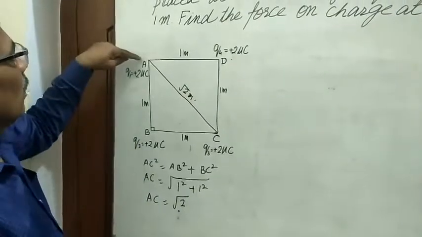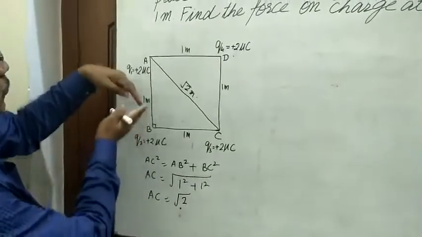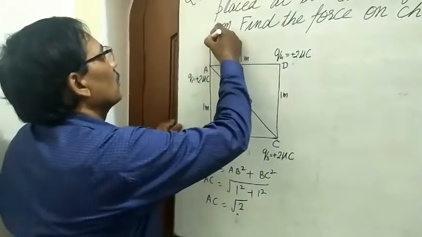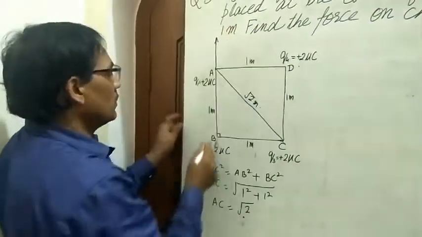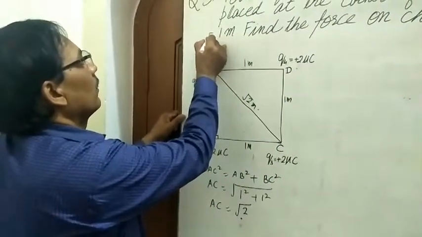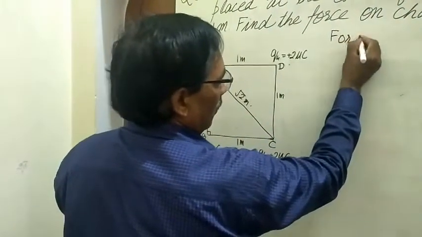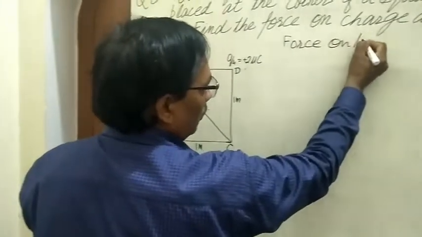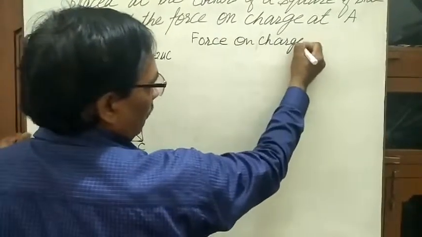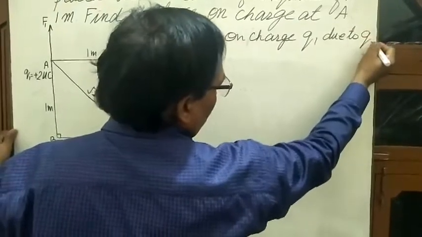Now force on charge Q1 due to Q2. Q1 and Q2 both are positive, so force will be repulsive. It will repel along this direction. This is the force. Suppose this is F1, force on charge Q1 due to Q2.